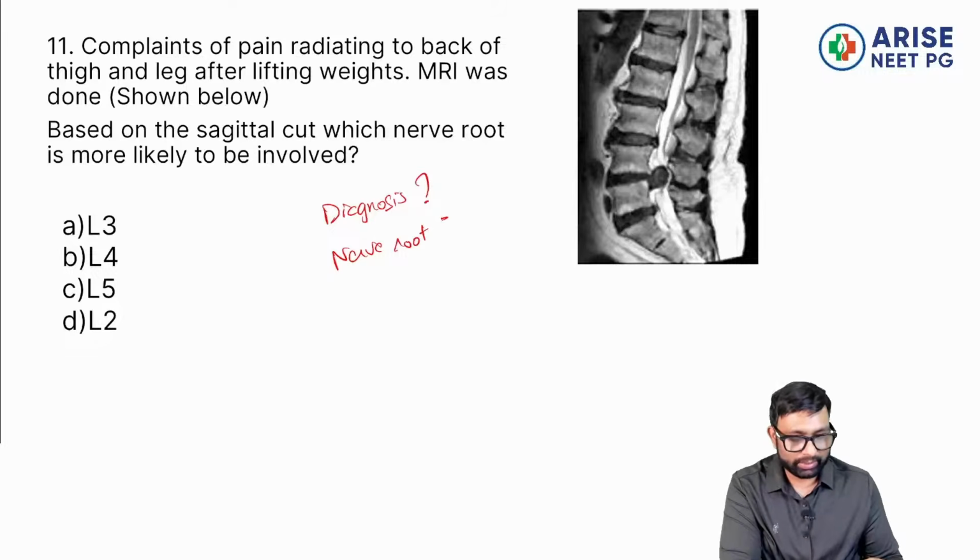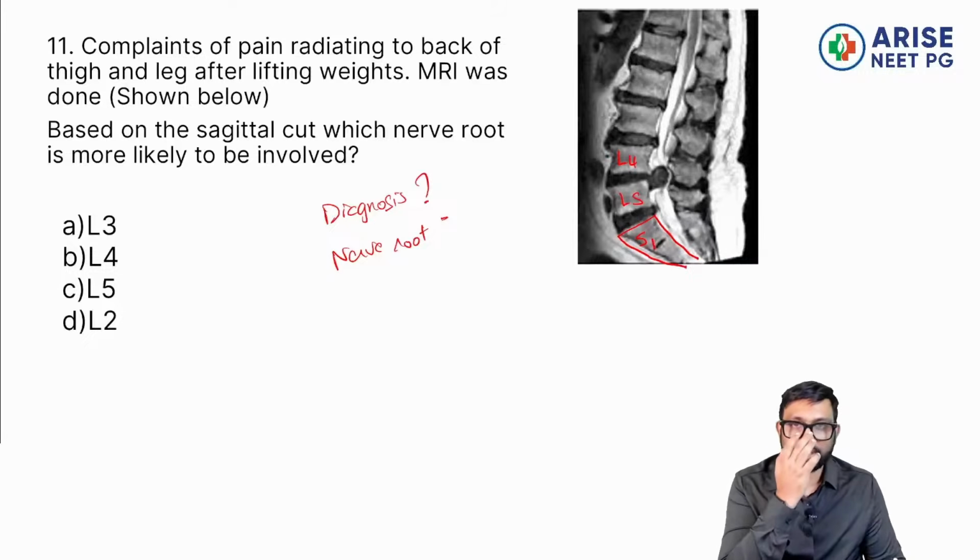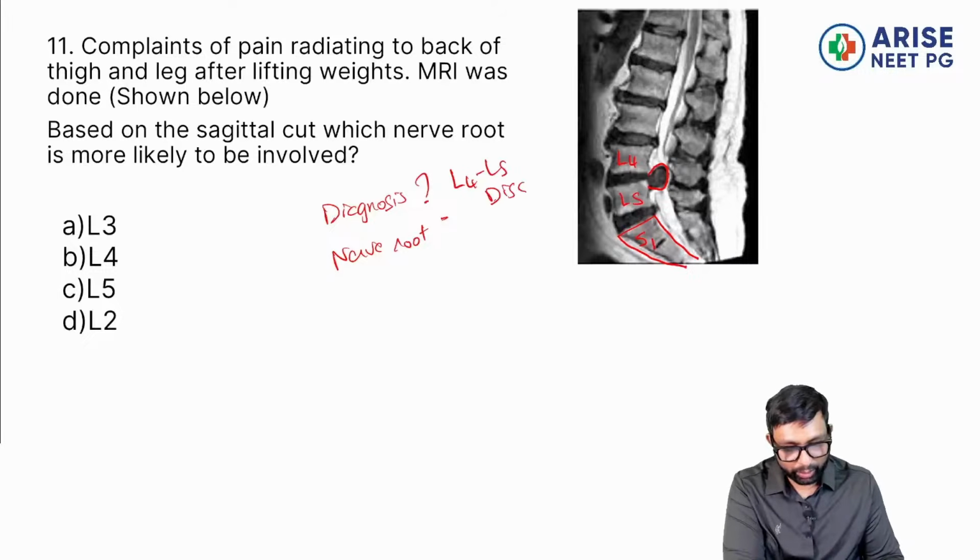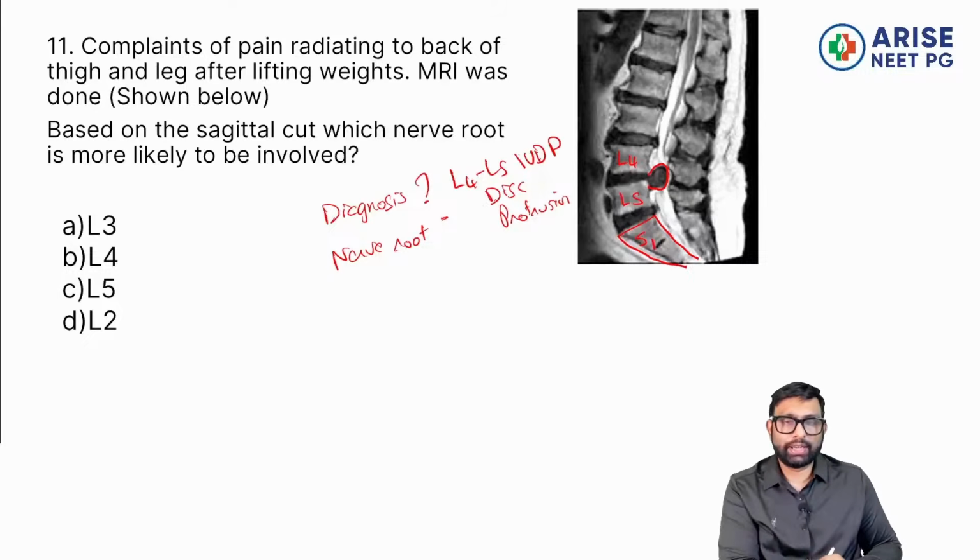So if you see here, this is S1, this is the sacrum. Do you agree? This is the sacrum, this is L5, this is L4. So at L4, L5, there is a very large disc that is seen. So the diagnosis here is an L4, L5 disc protrusion or IVDP. Okay, you remember it as IVDP, intervertebral disc prolapse.